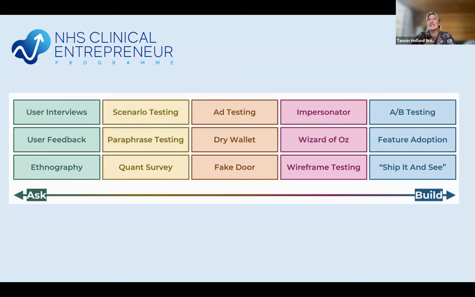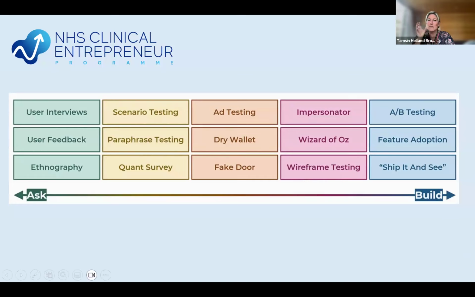Paraphrase testing is working out if someone else can tell you back again correctly what you're talking about. We do that sometimes in the clinical entrepreneur program. We'll do a pitch and we'll say to someone else, what did you get out of that pitch? What did you take away from that? What was the main bit? What was interesting to you? So you're asking people to tell you back again what it could be.